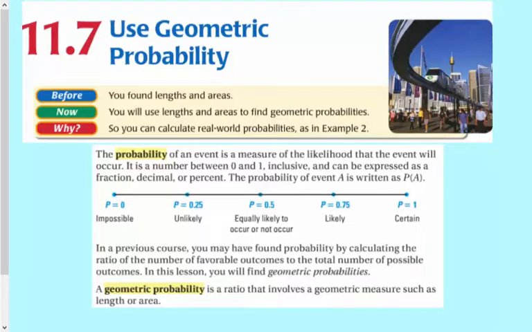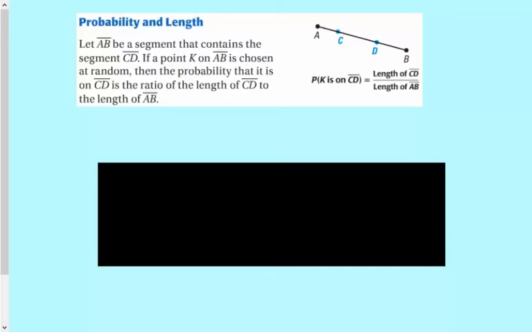So basically, we're going to be using measurements such as lengths or area, and then we're going to find the probability of an event occurring using geometry. So let's first start with length here.